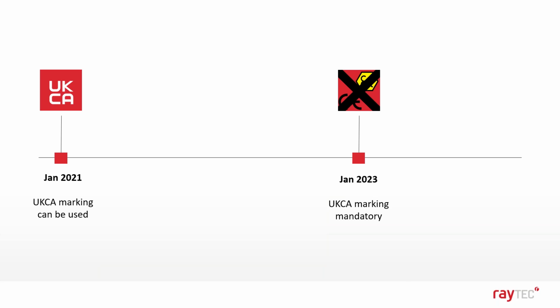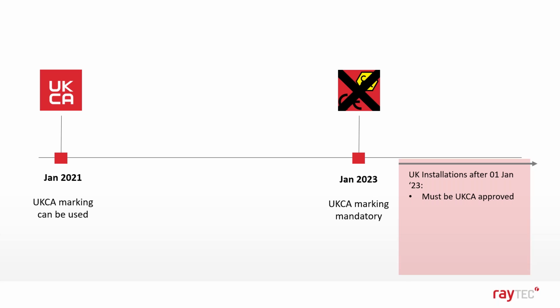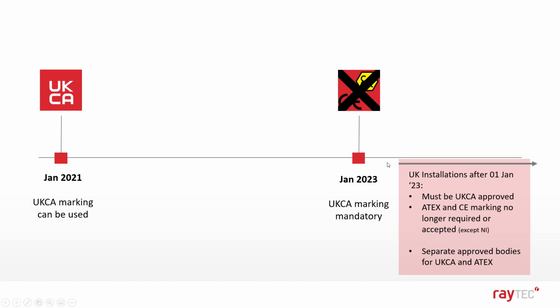From January 2023, CE and ATEX marks will no longer be accepted in the UK and all products must be certified to UKCA. This applies in England, Scotland and Wales with a separate requirement for Northern Ireland. You also need a separate UKCA approved body for applying the UKCA mark, separate to any notified body for applying the ATEX mark. And if the product was placed onto the GB market before this date, then they can continue to circulate until they reach their end user, as long as the product was on the market before January 2023.